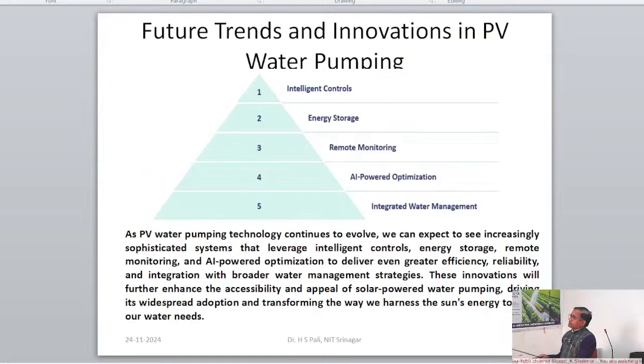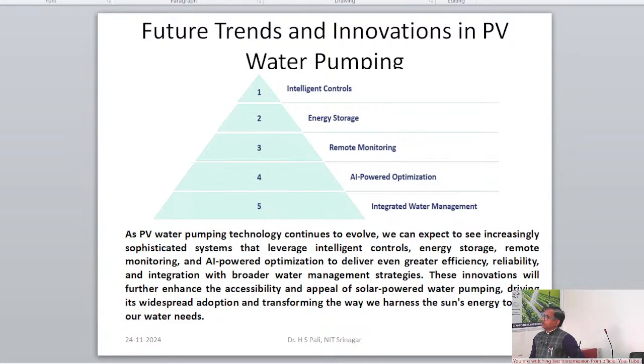Finally, these are the future trends. I have already discussed intelligent control, energy storage, remote sensing, AI-powered optimization, and integrated water management systems. This is a whole course where we can apply these things. And if we apply AI, then it is more fruitful and more economical. The payback period may be reduced from 3 years to 1 year if we use this type of system. So in conclusion, we can say the growth is more.